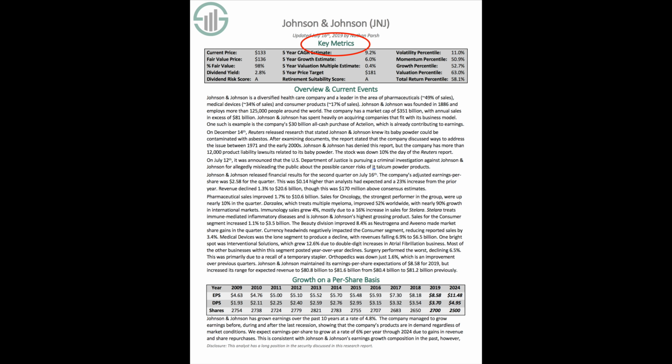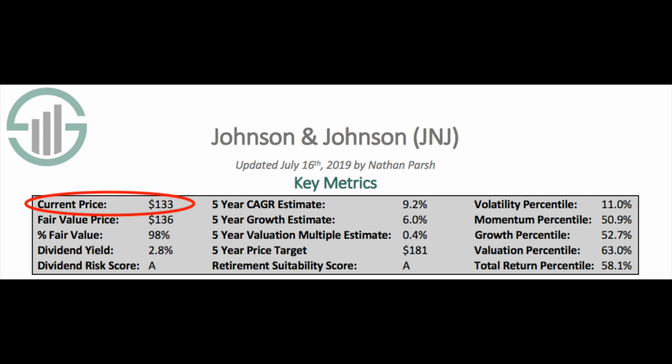To begin, let's explore the key metrics section. The first metric is current price, which is self-explanatory. The second metric is fair value price, which is our estimate of the company's fair value. This fair value estimate is explained in the valuation analysis section of each report, and is usually calculated by multiplying the company's historical price-to-earnings ratio against its current earnings per share.